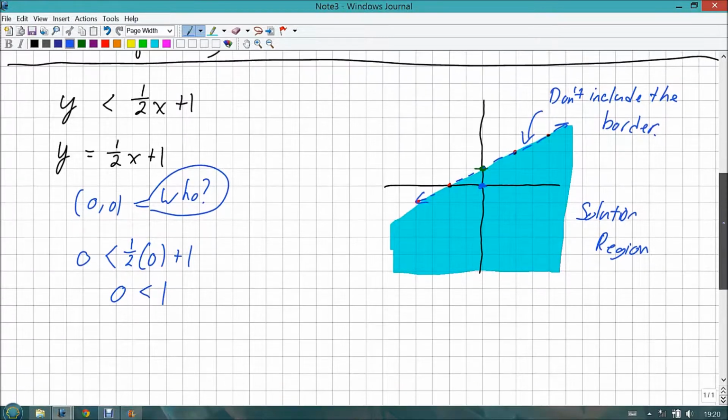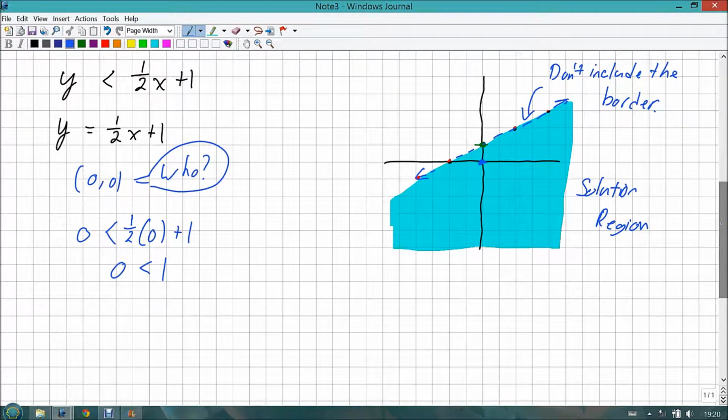So these are all the pieces of our inequalities. They're actually really easy to work with. If you can do lines, if you can do linear equations, if you can do y equals mx plus b, you can do these. They ain't hard.